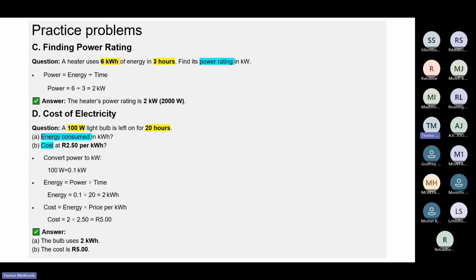What about the cost? It means we say the cost is equal to energy multiplied by the price per kilowatt hour, which is also given there. The cost is 250 per kilowatt hour. It means then we'll substitute the answer that we get from the energy formula and put it there. Then we multiply it by the price, which is already in rands, and then it becomes 5 rand. So the answer is 2 kilowatt hours and 5 rands.